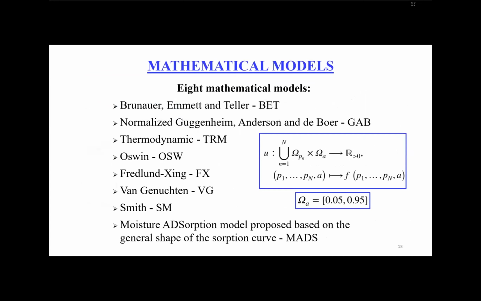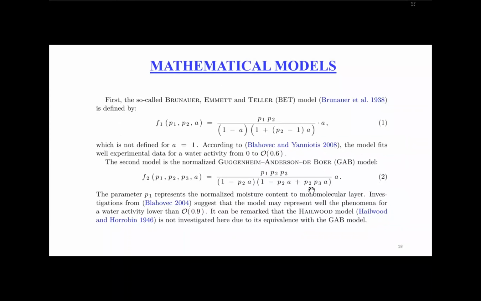The following 8 mathematical models were examined in this study. The models provide the moisture content U as a function F of the water activity A. Each model contains N parameters, and the parameters are represented by those P variables. The domain of the water activity was limited to the interval between 0.05 and 0.95, because some of the models are not valid for A equal to 0 or for A equal to 1. So these are the mathematical models.